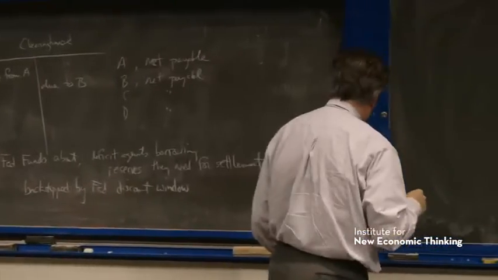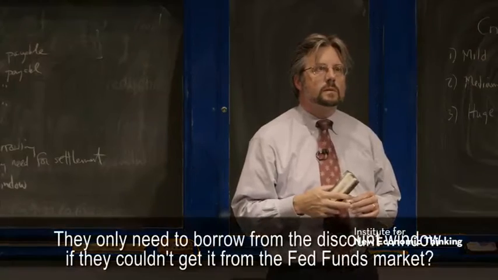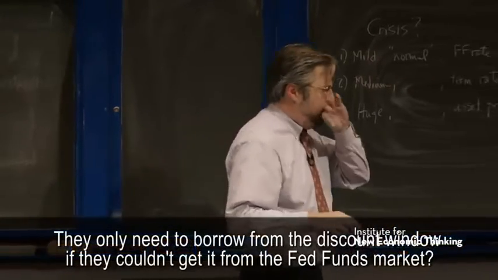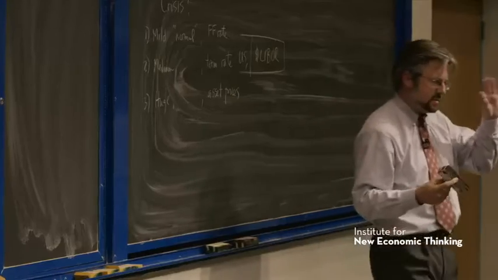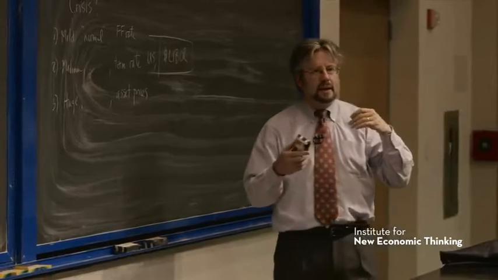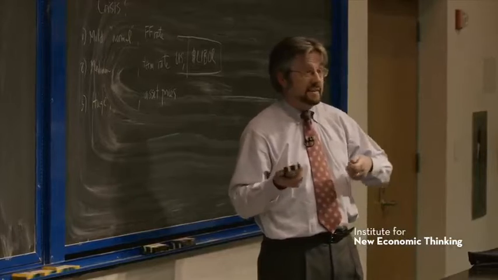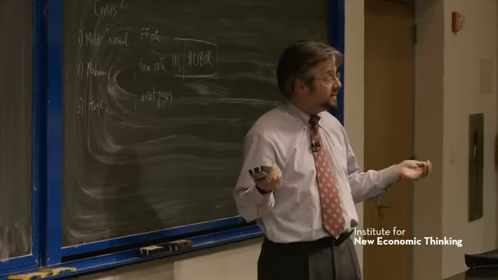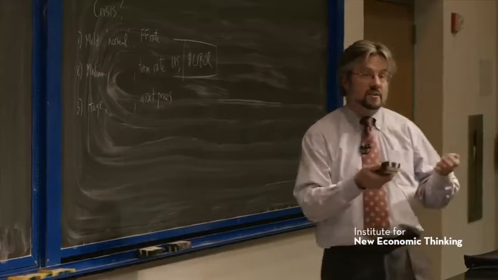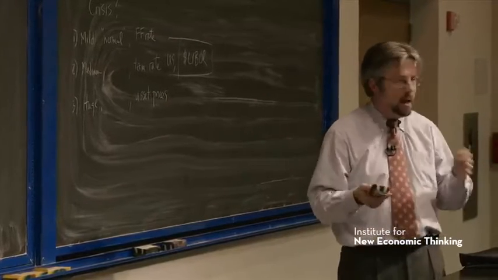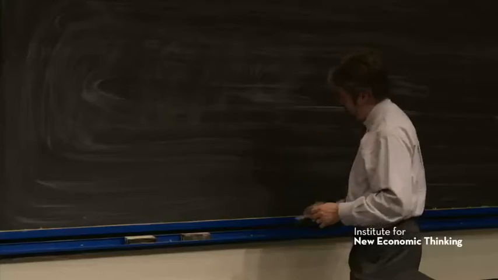So that's only if they can't get the money in the Fed funds market. I'm sorry? They'd only have to borrow at the discount window if they couldn't get it in the Fed funds market. Well, that's correct, but I would put it a little bit differently than that. They will only want to borrow from the discount window if they can't do it from the Fed funds market, because the discount rate is typically 100 basis points above the Fed funds rate. So it's cheaper to go to the Fed funds market. So you're going to go to the Fed funds market first, and only if you can't do business there will you go to the discount window.